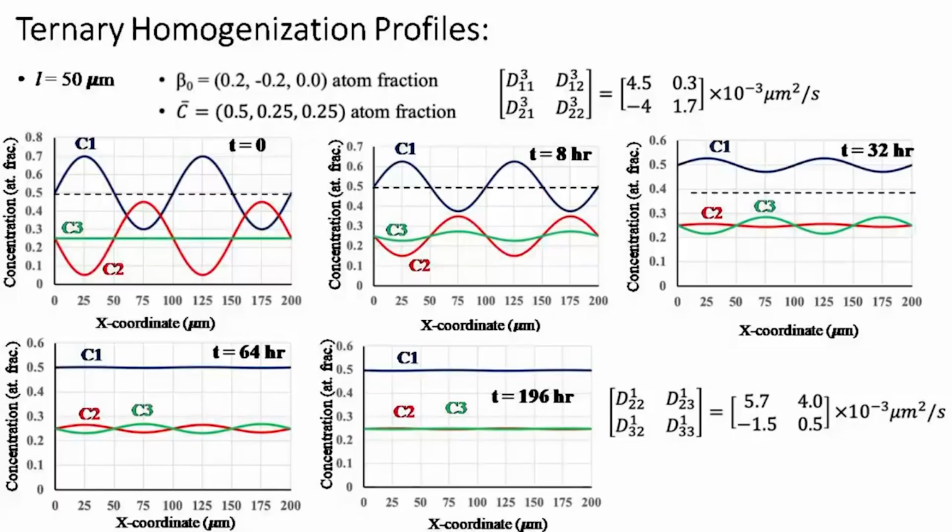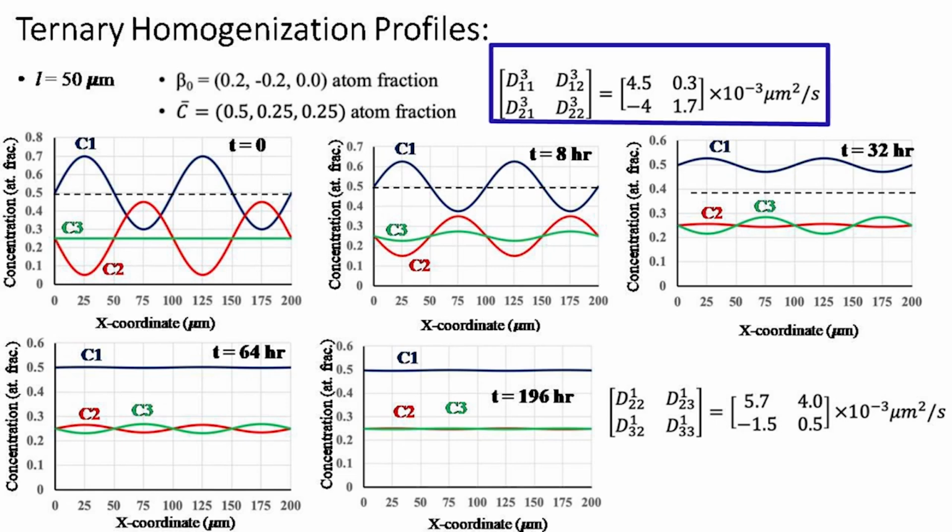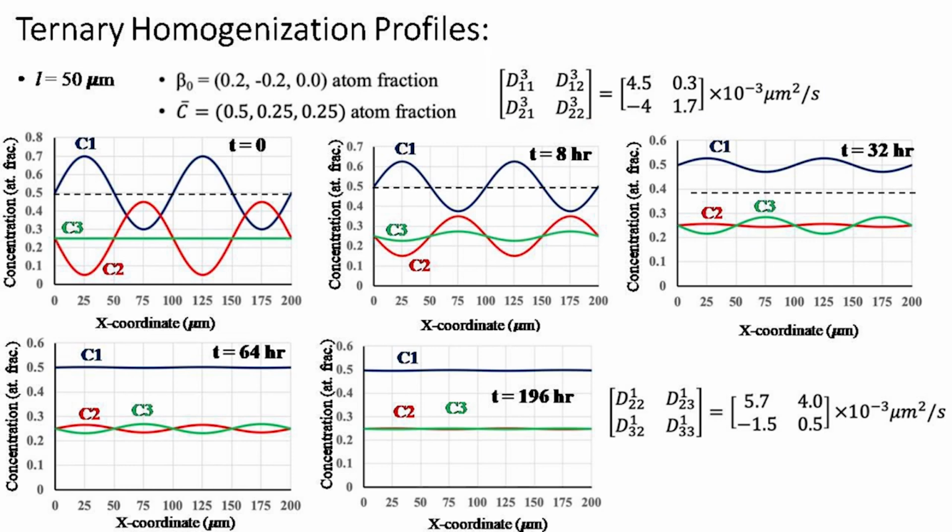We need 4 interdiffusion coefficients for ternary. So, the values that we used, assuming of course constant values, are given here. D11 is 4.5, D12 is 0.3, D21 is minus 4, D22 is 1.7, and the values are in 10 to the power minus 3 micron square per second. Now, we have simulated the concentration profiles at different times: t equal to 8 hours, 32 hours, 64 hours and 196 hours.